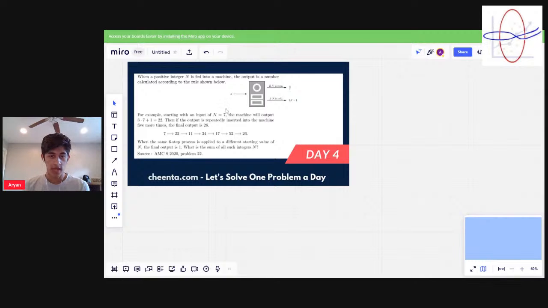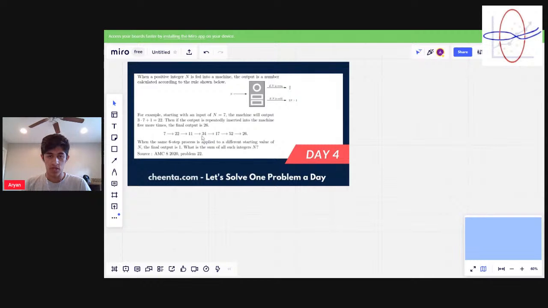So if we start with n equals 7, then because n is odd, we do 3 times 7 plus 1 to get our output of 22. And then if we keep inserting our output to get a new output, we would get the following sequence. So we have 7, 22, then 22 is even, so we divide that by 2 and we get 11. Now if we plug 11 back in, 11 is odd, so we multiply by 3 and add 1, which would give us 34.